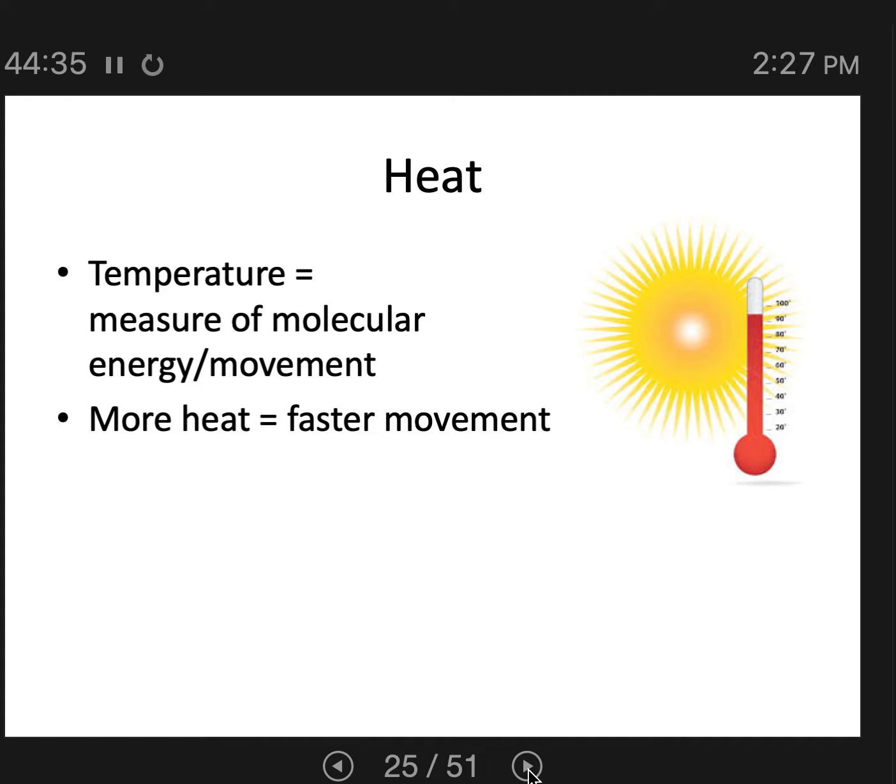And if those molecules are moving fast enough, they can cause damage to other things. They can cause damage to your skin, because of the molecules colliding at high speed with the molecules in your skin. Temperature is how we measure thermal energy. Temperature is a measure of molecular energy or molecular movement. So whether you're measuring in Celsius or Fahrenheit or Kelvin, the number you're getting is telling you how fast those molecules are moving.